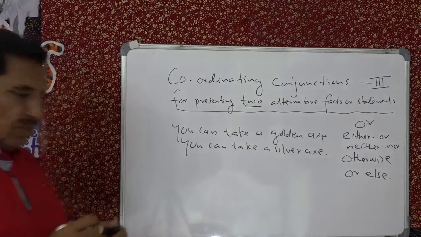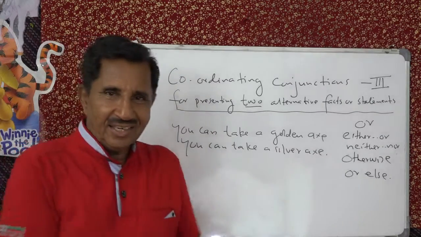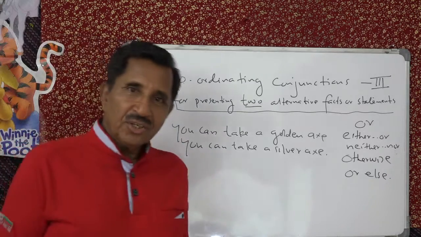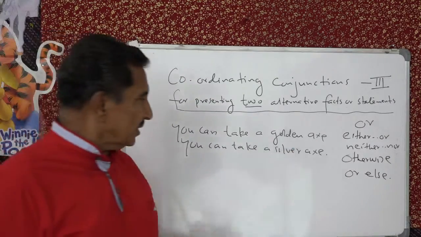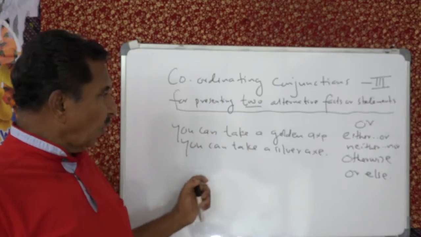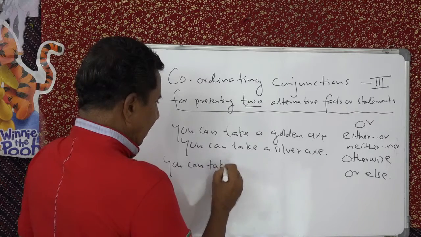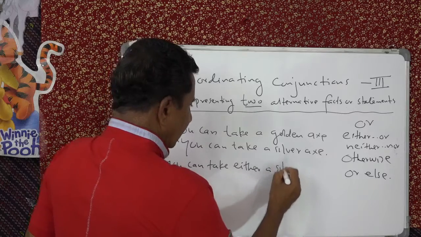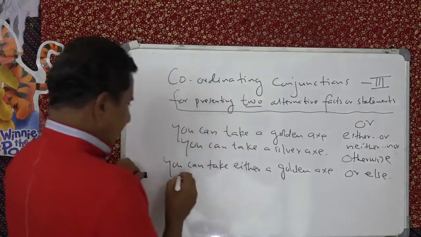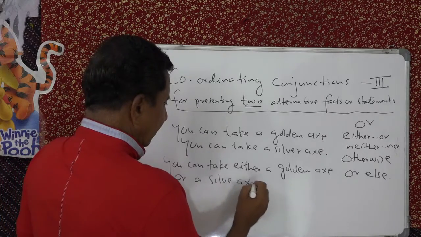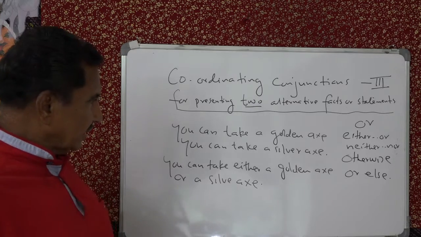You remember that, no? The goddess showed the simple, humble, poor woodcutter two axes. And this is golden, and this is silver. Then she said, if you want, you can take a golden one, or you can take a silver one. So you can combine it by saying, you can take either a golden axe or a silver axe. First one comes golden, no? There's no need of repeating you can. That's understood, isn't it? So you can take either a golden axe or a silver axe.